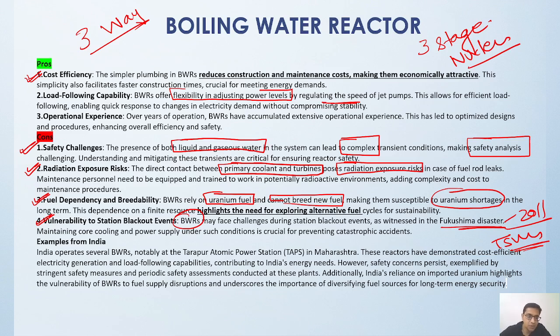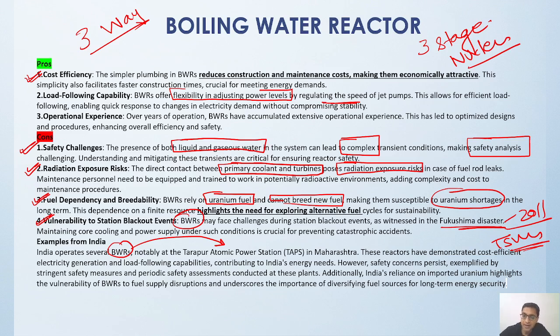In our country right now, the boiling water reactor is utilized in Tarapur Atomic Power Station in Maharashtra. Since this design is very cost effective, we are able to generate much electricity with its help. But obviously safety concerns are still there, and we need to focus on more and more stringent safety measures, and keep doing safety assessments periodically.